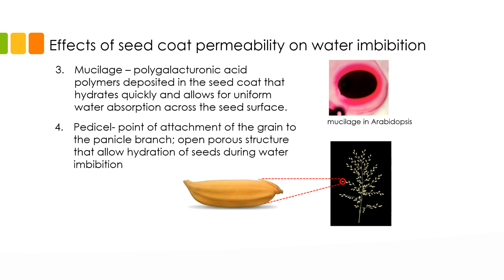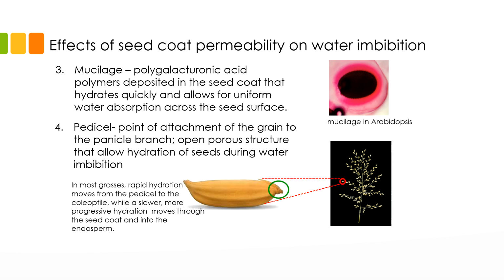The pedicel, on the other hand, is the point of attachment of the grain to the panicle branch, as you can see in this picture. The pedicel is the structure encircled in green. Pedicels are open, porous structures that allow hydration of seeds during water imbibition. In most grasses, rapid hydration moves from the pedicel to the coleoptile, while a slower, more progressive hydration moves through the seed coat and into the endosperm.